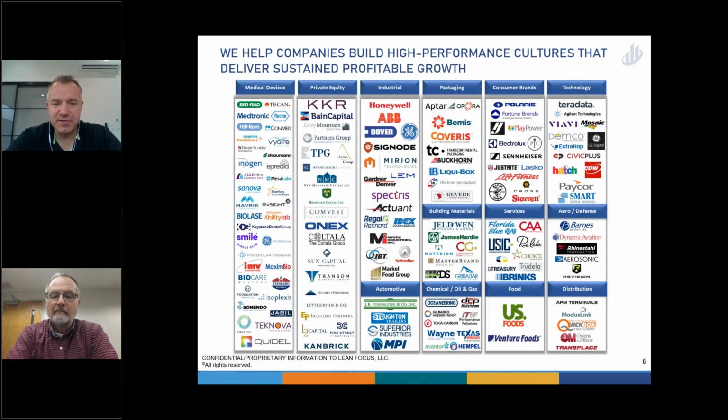Just a snapshot of some of the clients that we work with at Lean Focus that we help to put in place the high performance cultures that we just mentioned on the previous slide. It's a broad variety of different industries, different types of businesses, both manufacturing, service-oriented, and even the types of manufacturing that these companies may do can oftentimes vary between discrete manufacturers and continuous manufacturers. The common thread that all of these companies share is that they are on a lean transformation journey, and they too are trying to put in place some of these practices and ways of thinking throughout their company.